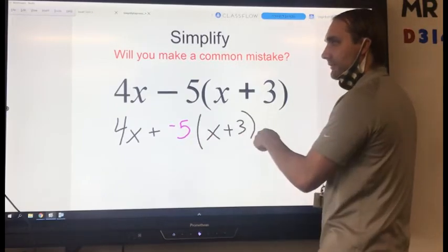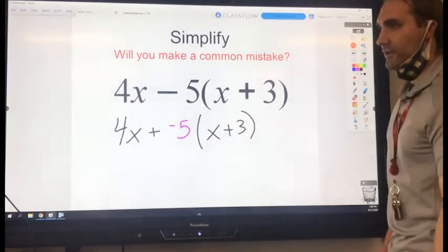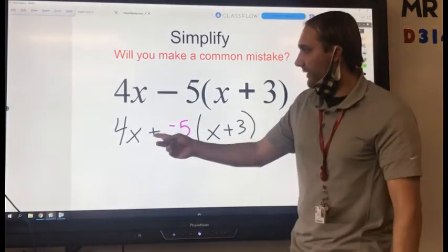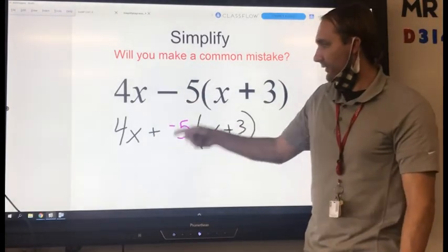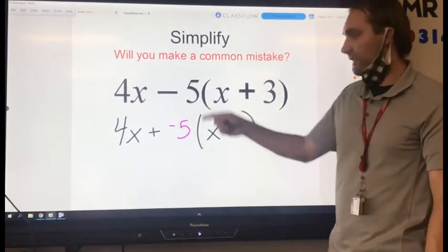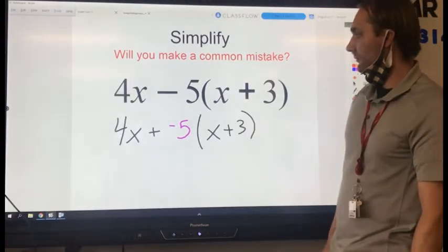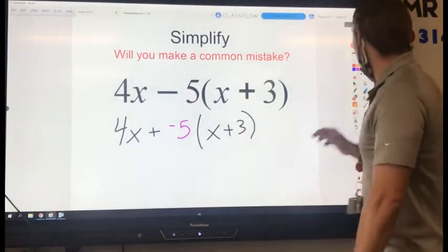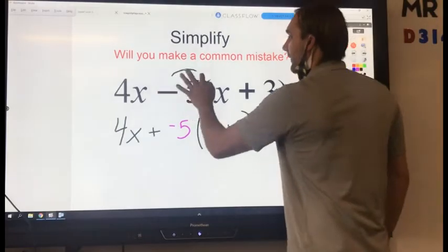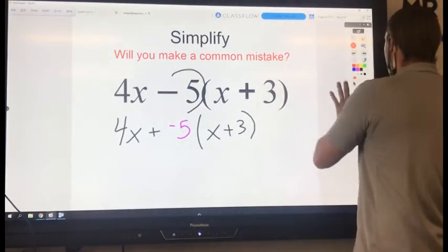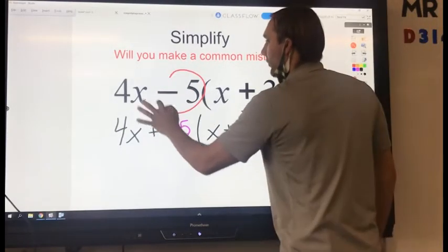Distribute the negative 5. But like I said, mathematicians are lazy. Why add this plus when I could just make it a subtraction? These two are the exact same. This is the exact same expression. They're just written differently. So when you distribute, be mindful if it has a negative that you bring it with it.